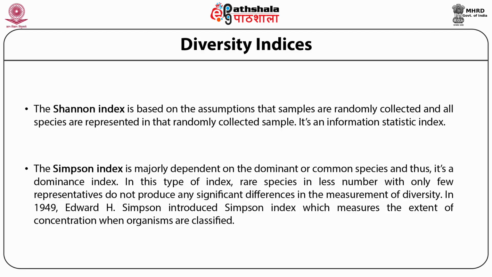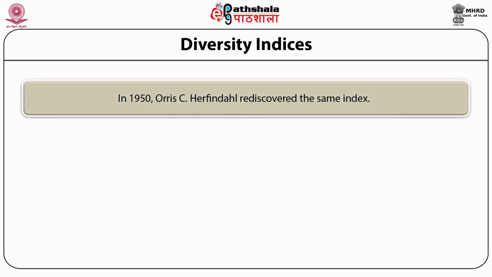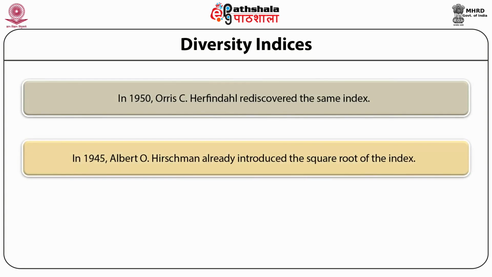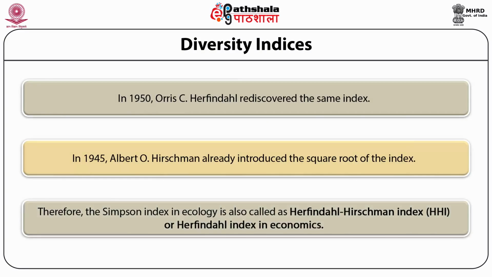In 1949, Edward H. Simpson introduced the Simpson index, which measures the extent of concentration when organisms are classified. In 1950, Orris C. Herfindahl rediscovered the same index. In 1945, Albert O. Hirschman had already introduced the square root of the index. Therefore, the Simpson index in ecology is also called the Herfindahl-Hirschman index or Herfindahl index in economics.